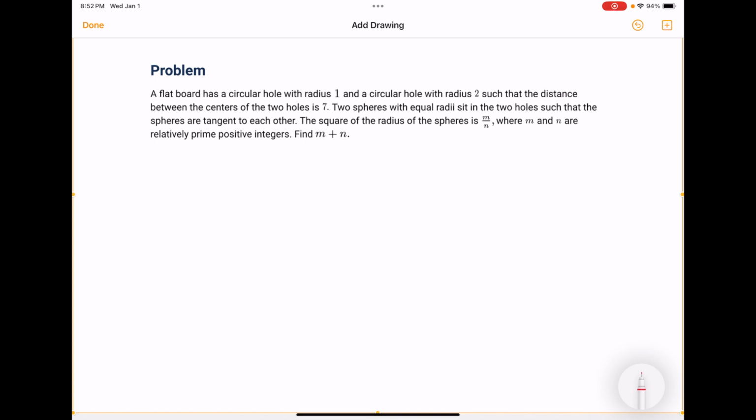So the best way to start off this problem is to just draw the picture out. We first have two circular holes, and then we have two spheres that sit into these two holes. We know that the radius of these two spheres is the same. However, the two holes are different sizes. One has a radius of 1 and one has a radius of 2.